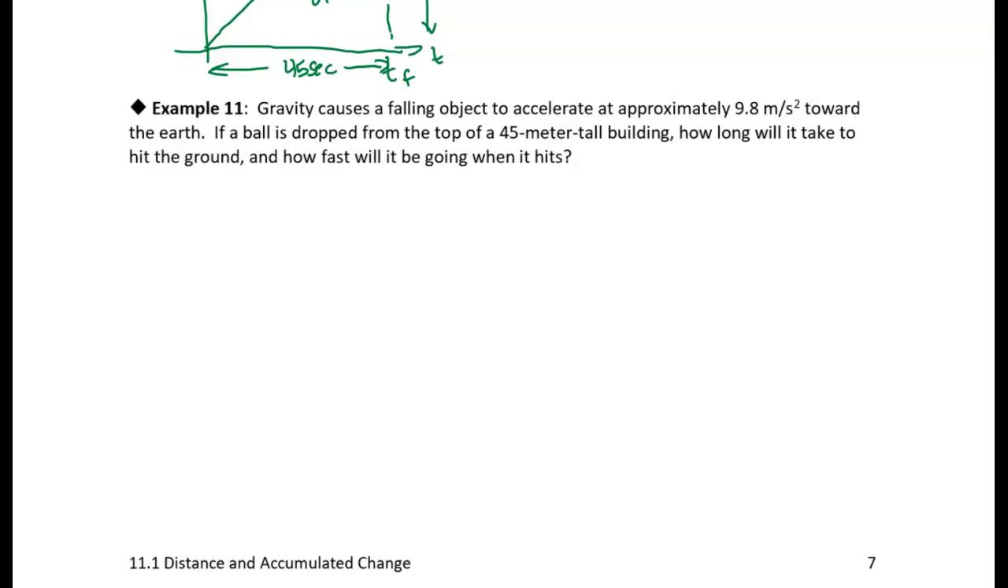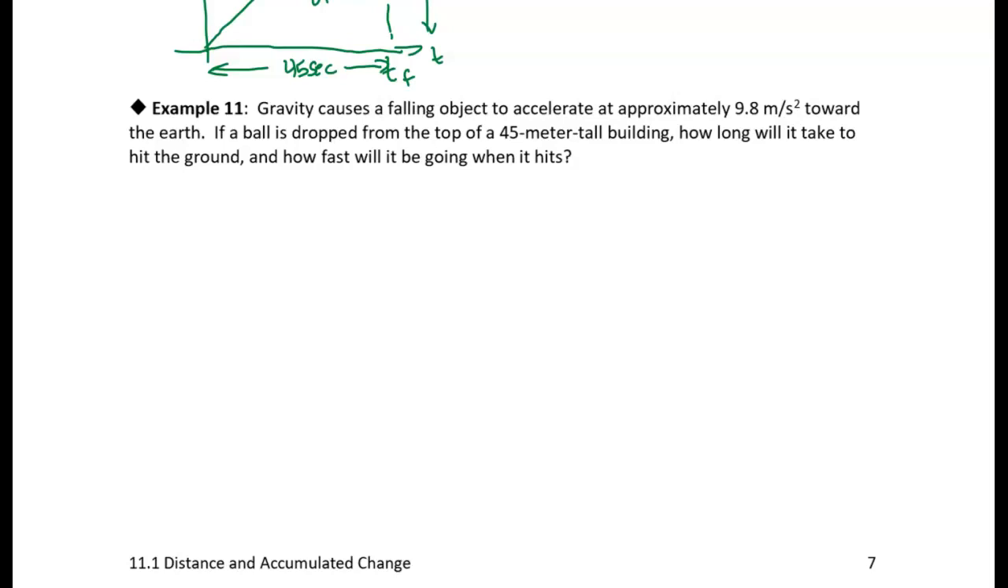All right, in this example, we're told that gravity causes a falling object to accelerate at approximately 9.8 meters per second toward the Earth. And if a ball is dropped from the top of a 45-meter tall building, how long will it take to hit the ground? And how fast will it be going when it hits?